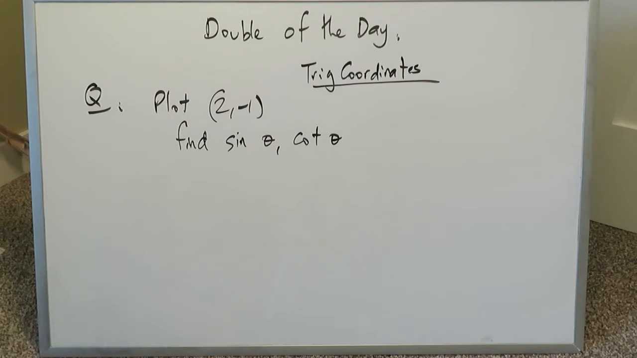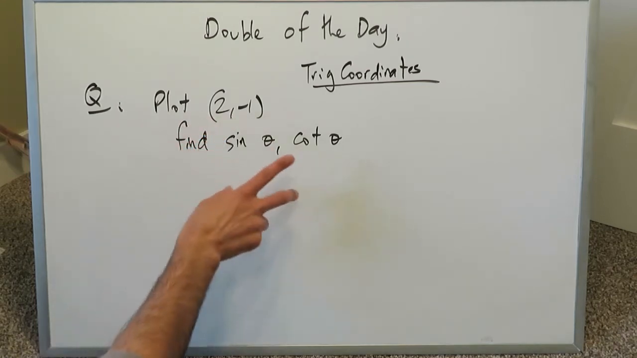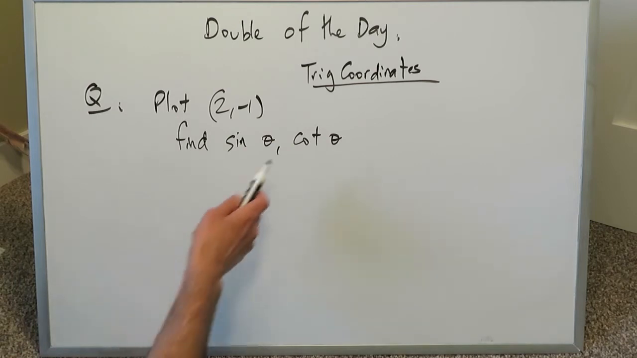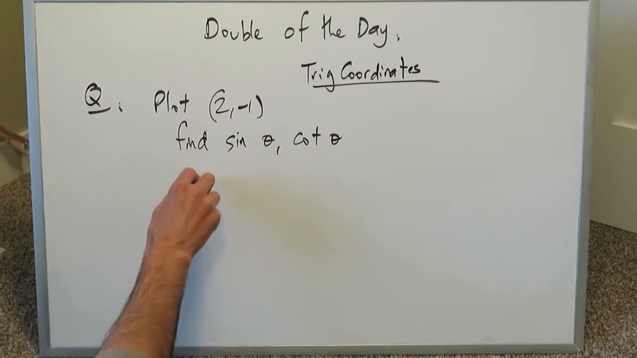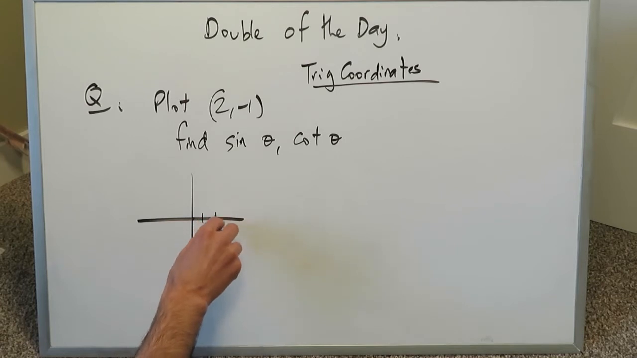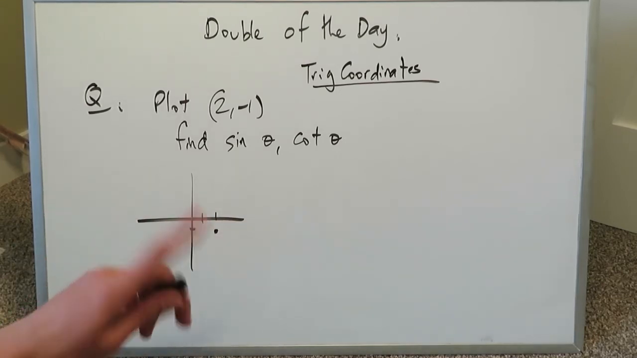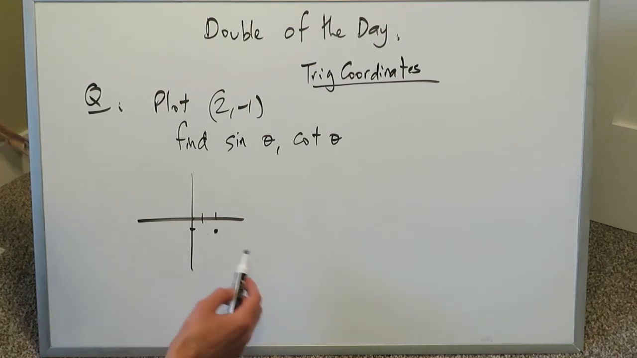The question is usually a spin-off from the unit circle concept. You have to plot a point, then find the relevant function. If you are tasked with plotting 2 comma minus 1, you go 1, 2, and then down here, 2 comma minus 1. You're in the fourth quadrant, and you're asked to find the sine and the cotangent. How do you go about doing this?